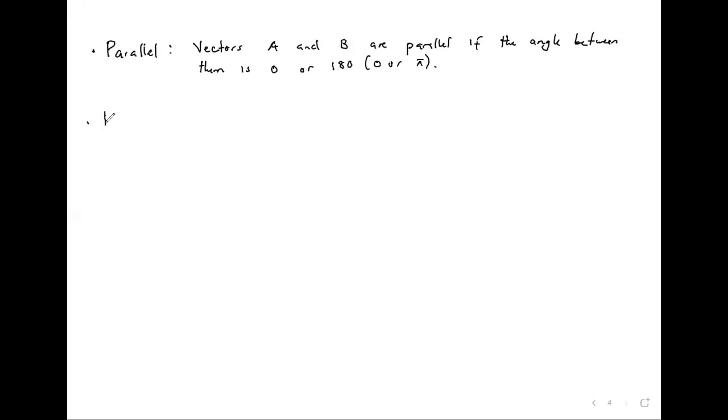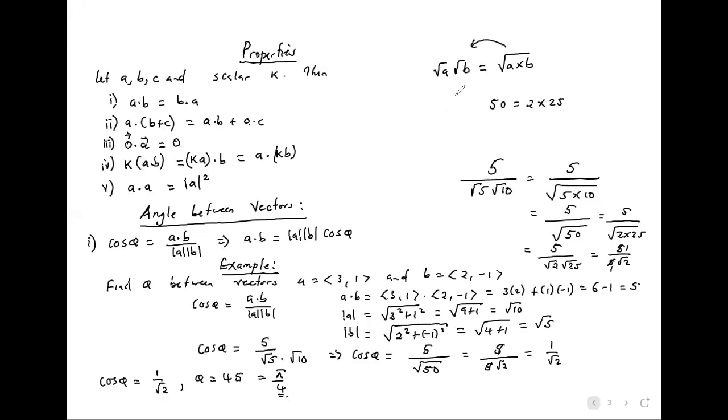And two vectors are perpendicular or orthogonal if the angle between them is 90. Then you can tell us, oh, since the angle is 90, then these vectors are perpendicular.